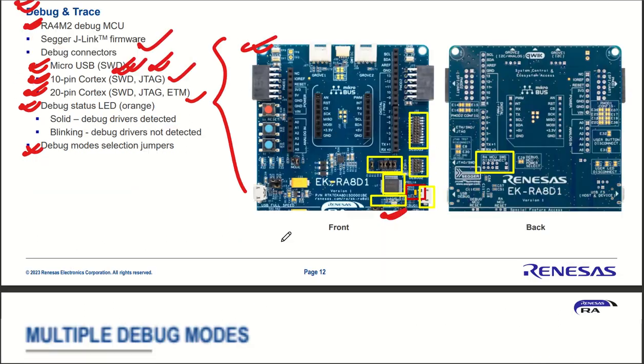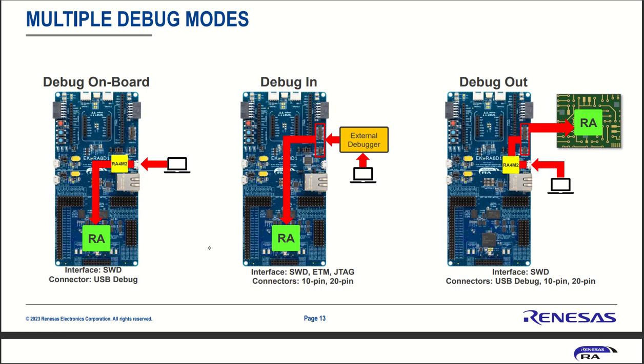Okay. Coming to the fact about multiple debug modes, you can see this particular eval kit is going to have an onboard debug kit. So this is made up in such a way that it can do all, not half of, a very small part of this section is going to be utilized for your debug purpose. That is RA4M2, and this is our microcontroller of interest. So the interface is SWD, like your laptop is here, and you are going to connect one USB to debug this particular microcontroller. Got it? So this is your debug on board.